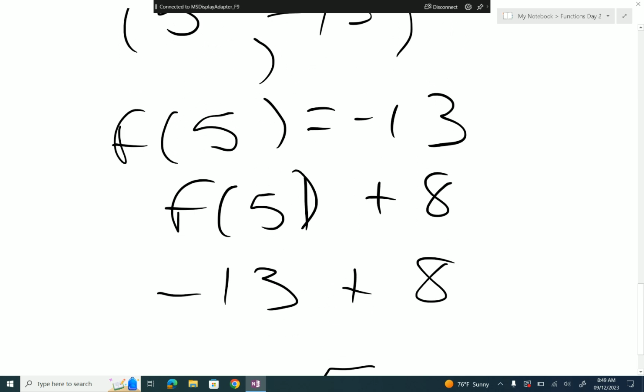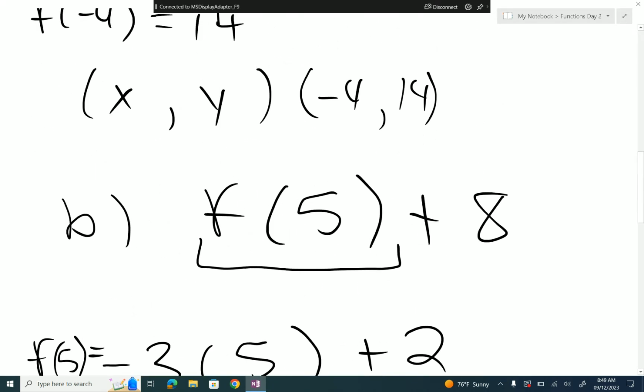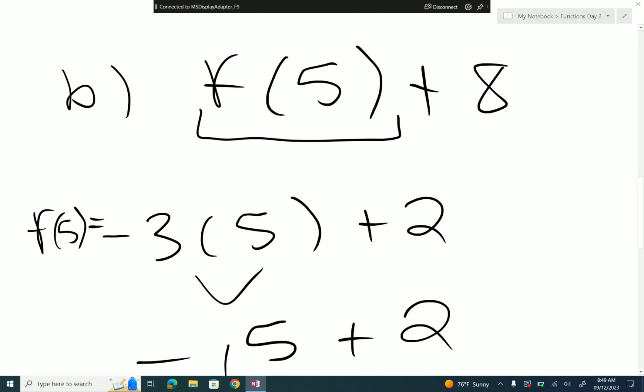13? Yeah, so we were given that we want to find f of 5 and then add 8. So first we had to find f of 5 because we have this function. So we plug into the function, find the output, because this is asking me for an output. F of 5 is an output value. So we got negative 13 when we solved for that. And then we just wanted to add 8.